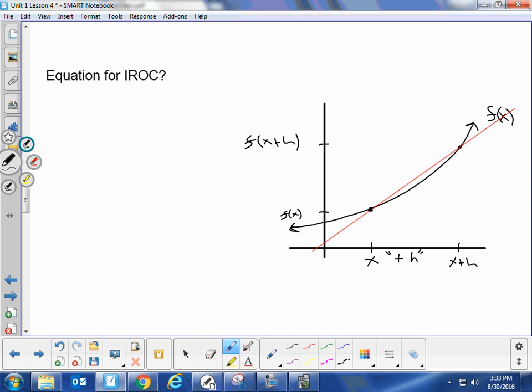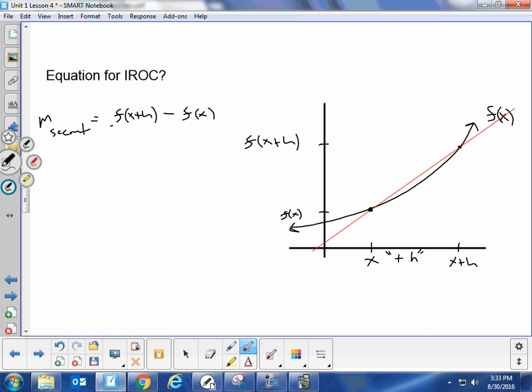All right, well, let's start by writing the equation of the slope of that secant line. Okay, well, it's the change of my y values, which I would say is f of x plus h minus that f of x value divided by my x plus h minus my x. Okay, this is the slope of that secant.